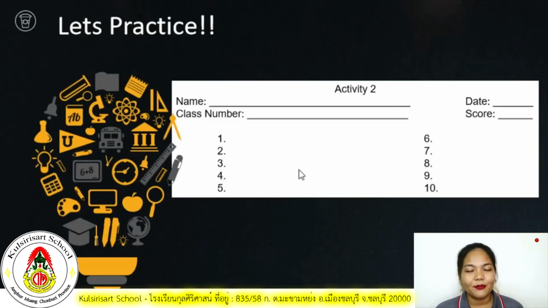Now, let's practice. I hope that you understand our discussion for today. And for our activity, I want you to grab your yellow book. Write there activity 2. Write your name, your class number, the date today, and leave a space for your score. Number it 1 to 10. Just like before, we will answer all of these questions during our Zoom meeting, okay? Are you all ready? Let's start.